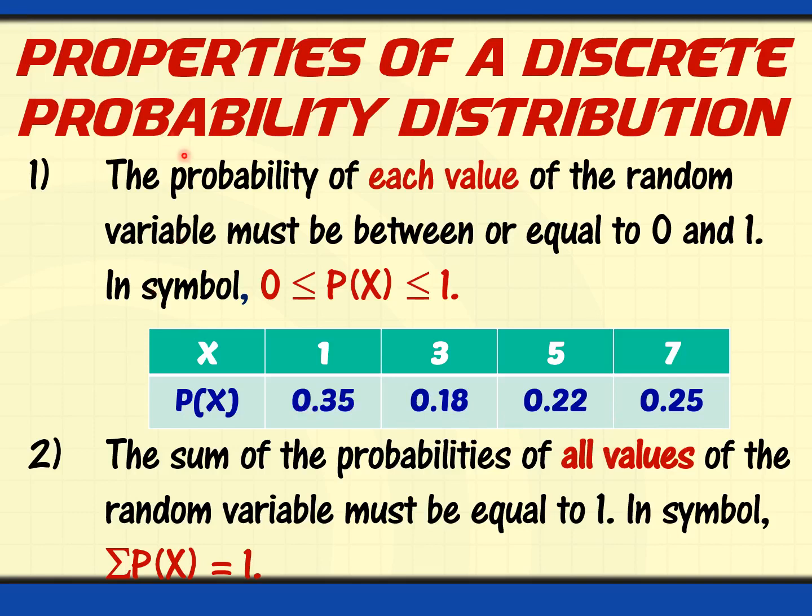Now these two properties must be satisfied. If the first property is not met, this is not a discrete probability distribution. If property number 2 fails, this is also not a discrete probability distribution. So those two properties must be satisfied in order to have a discrete probability distribution. Is that clear?